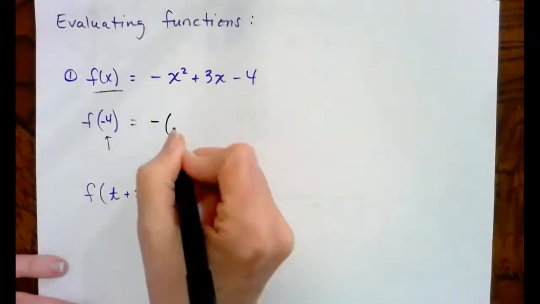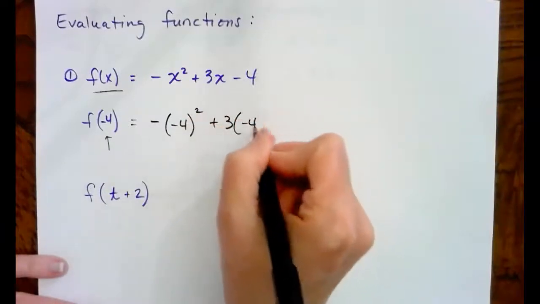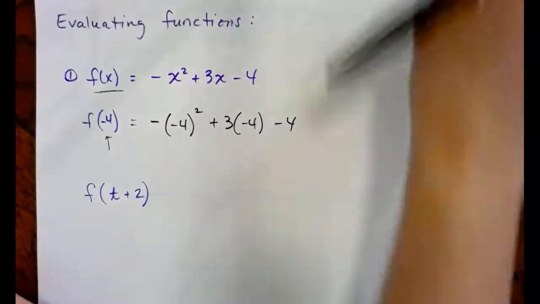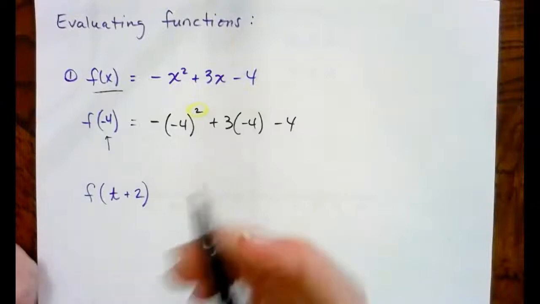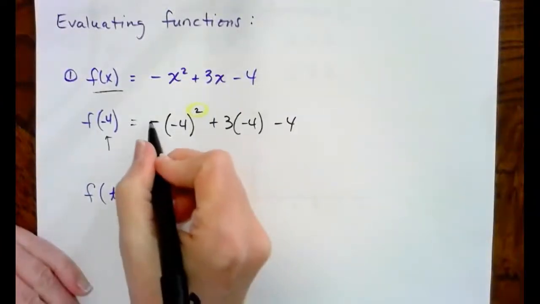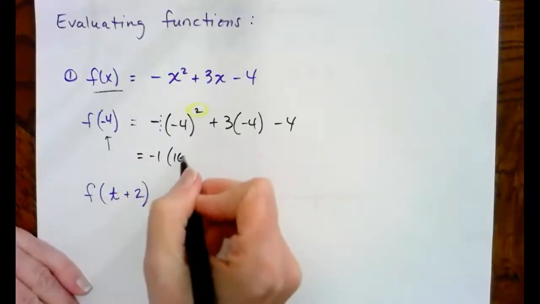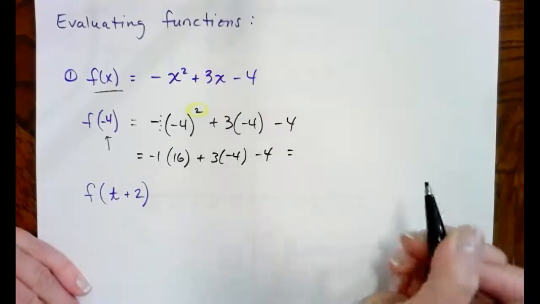Remember, you really cannot overuse parentheses here. It's always wise to snuggle up our input value inside of those parentheses. So we're going to follow order of operations carefully here, which means that we are first going to square it. So remember, this is like having a -1 out front, so -1 times 16 plus 3 times -4 minus 4.